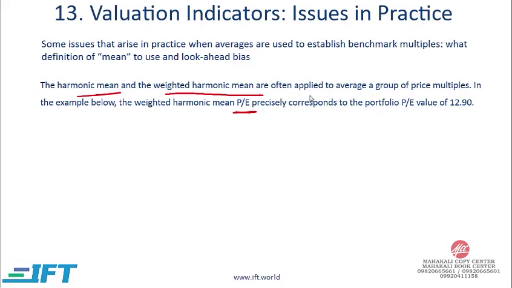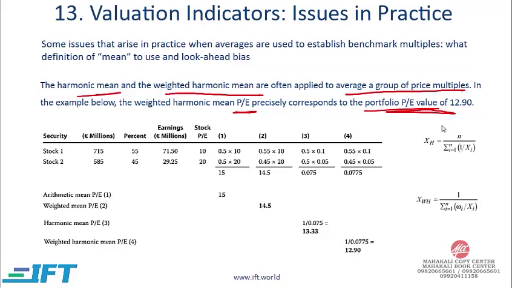Analysts often apply the weighted harmonic mean to average a group of price multiples. And in the example that I'm going to show you from the curriculum, the weighted harmonic mean precisely corresponds to the portfolio PE of 12.9. So where are these numbers coming from? To illustrate the point, the curriculum identifies a very simple portfolio of two stocks, stock 1 and stock 2. The market cap of stock 1 is 715, market cap of stock 2 is 585, and then in your portfolio, percentage of stock 1 is 55%, percentage of stock 2 is 45%, and these are the earnings numbers, 71.5 and 29.25.